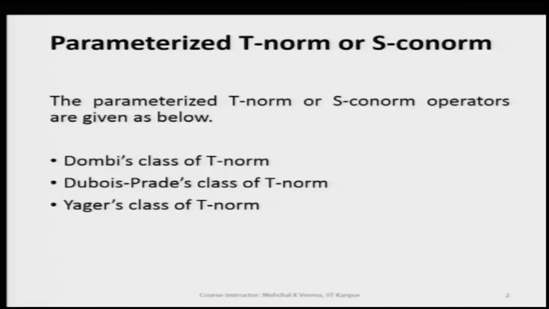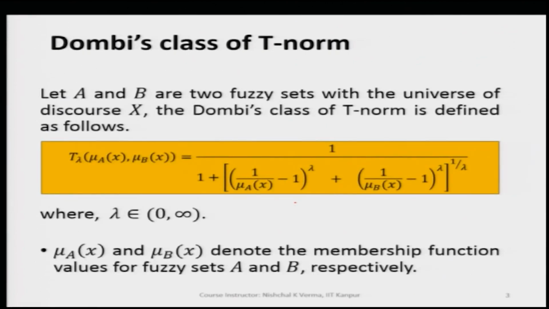So, in parameterized T norm operators, we have certain classes of T norms like Dombi's class of T norm, Yager's class of T norm and Dubois-Prade's class of T norm. Let us first discuss Dombi's class of T norm. Here, we have two fuzzy sets A and B with the universe of discourse capital X.